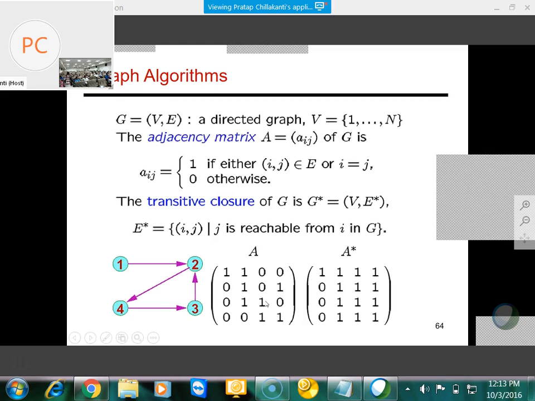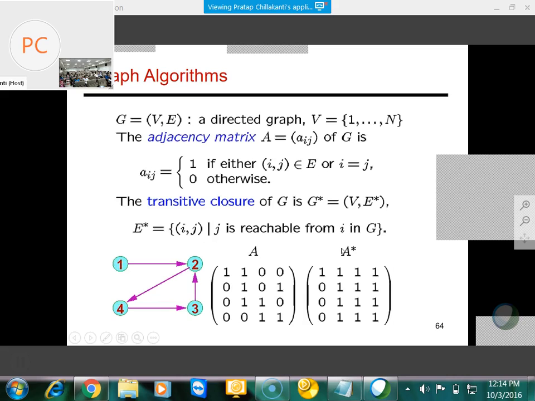1,1, 2,2, 3,3, 4,4 have 1s there diagonally, as per how Aij equal to 1 and 0 are defined. And then whenever there's an edge, you put a 1. From 1 to 2, there's an edge, you put a 1. 1 to 3, there's no edge, you put a 0. 1 to 4, there's no edge, you put a 0. So A represents the adjacency matrix for this figure.